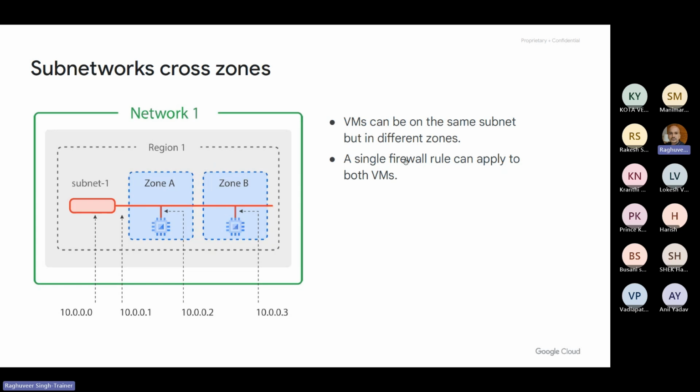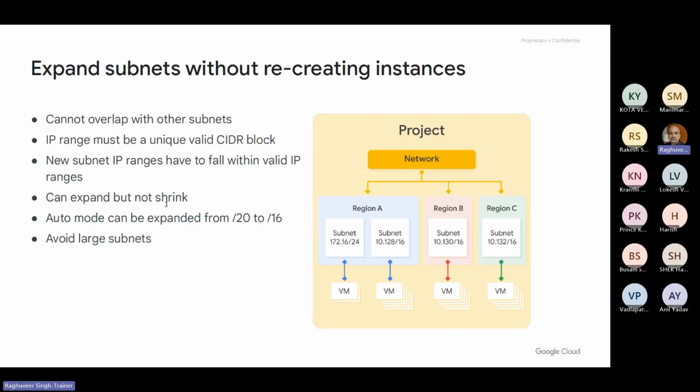Then it says a single firewall rule can apply to both VMs. Now, this is another thing in Google. Since it uses a global network, there is a common firewall that you will configure to control, restrict, or allow traffic to your network across all the regions. That's what it does.